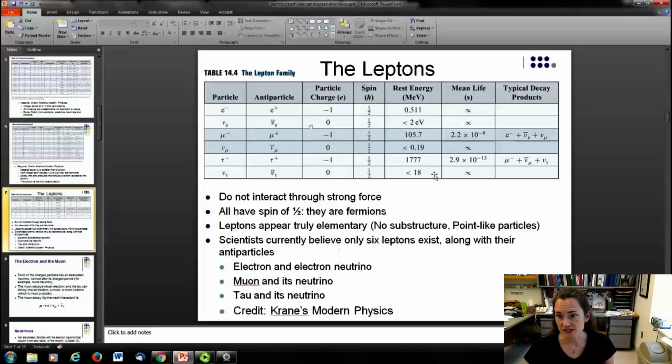So here you'll see some of the mean lifetimes and some of the typical decay products. You'll notice that there's a lot more stable leptons than there are baryons or mesons. You can see that the mean lifetime of some of these things, like the neutrinos, all have infinite lifetimes, so they're stable particles, and then the electron is a stable particle.